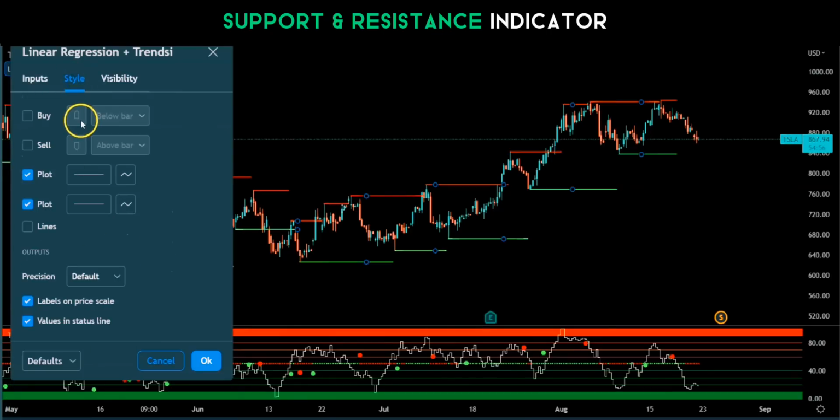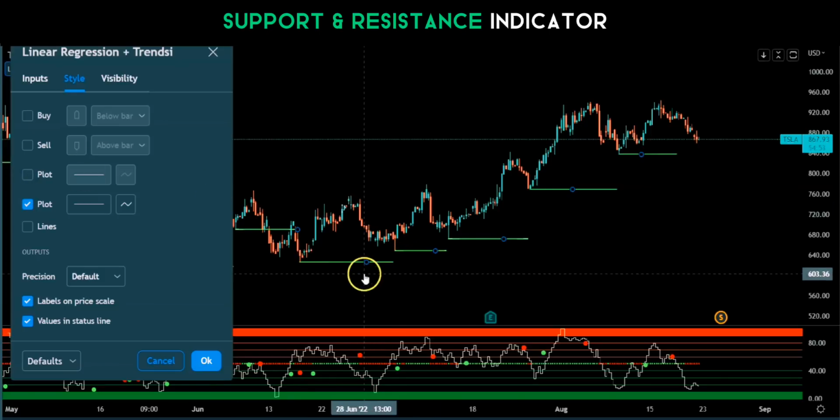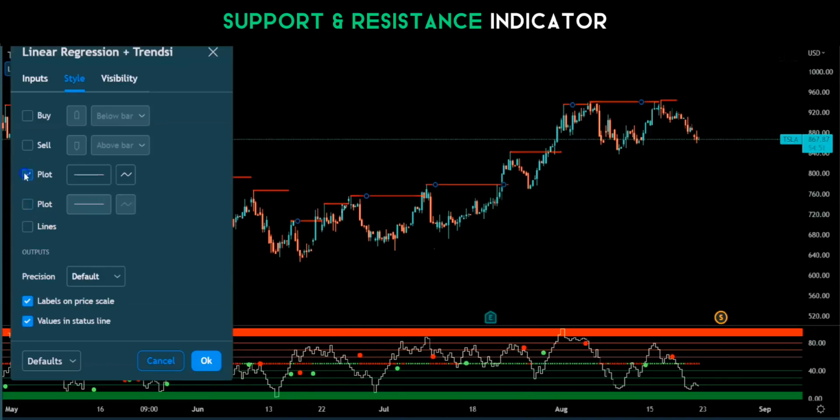Under the style, you can either choose if you want to see just areas of support in the market, or if you would like to take a look at areas of resistance in the market, depending on which direction you are trading in the stock. Now let's take a look at our buy-sell signal.